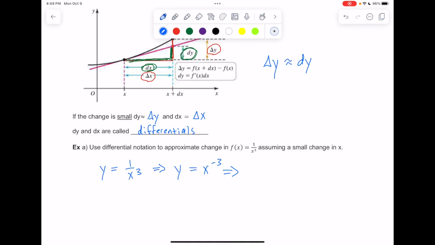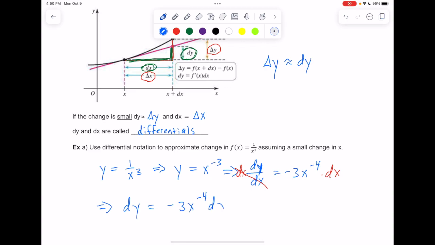Now let's find the derivative. So dy dx, which we could call y prime, but we want to use this differential notation to make this work, dy dx would be equal to negative 3 x to the negative 4. And then that implies dy equals, and now all we're basically doing here is multiplying both sides of this by dx. So a dx here and a dx here. These would cancel, and you'd get dy equals negative 3 x to the negative 4 dx.